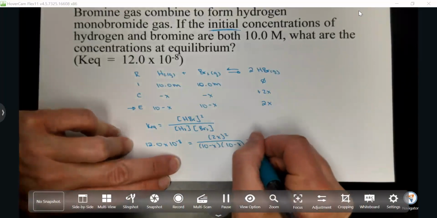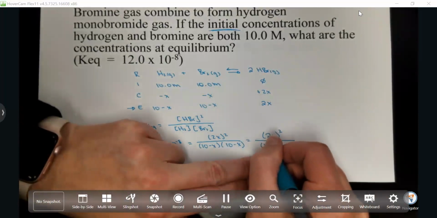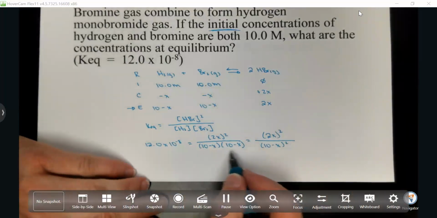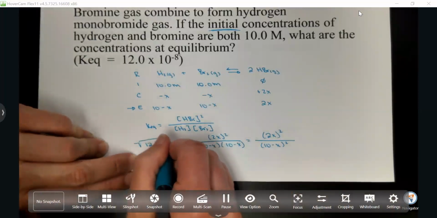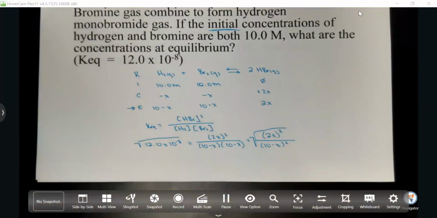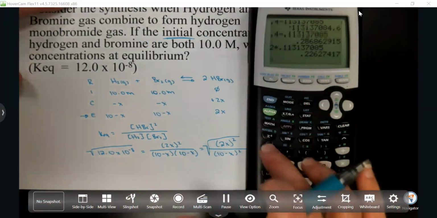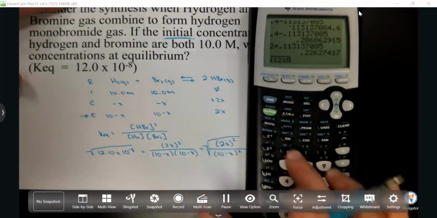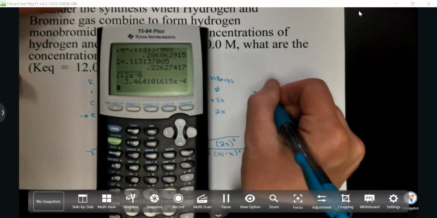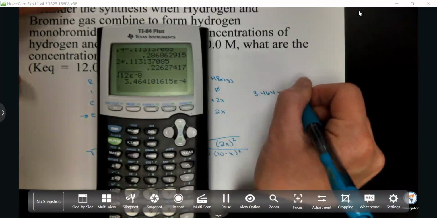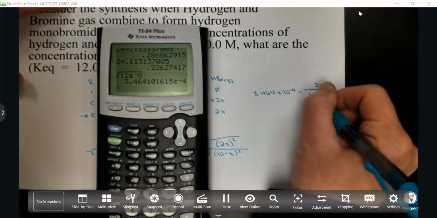Now, would you agree with me when I say that 2x squared on the top is going to be over 10 minus x squared on the bottom, since these are the same? And since that's the case, these are both raised to the same power, so we can square root these values in order to solve for x. So I'm going to take the square root here first of my 12 times 10 to the negative 8. And that's going to be 3.46 times 10 to the negative 4 is going to equal, and I'm taking the square root of this, so this is going to be 2x on the top over 10 minus x on the bottom.